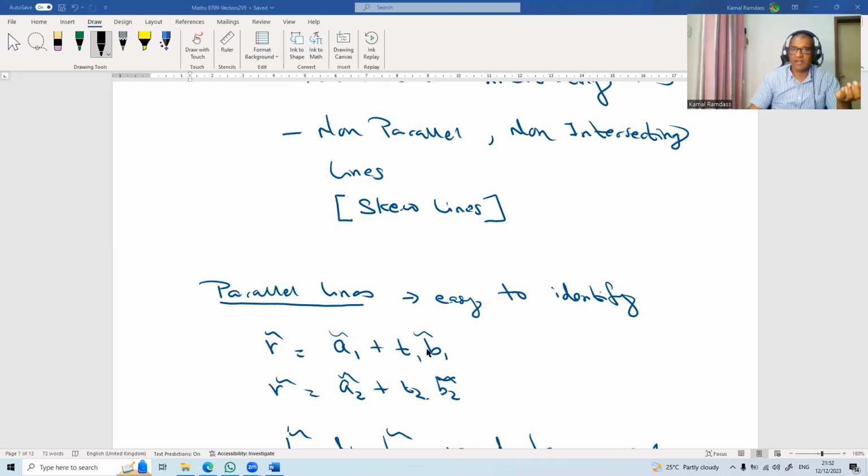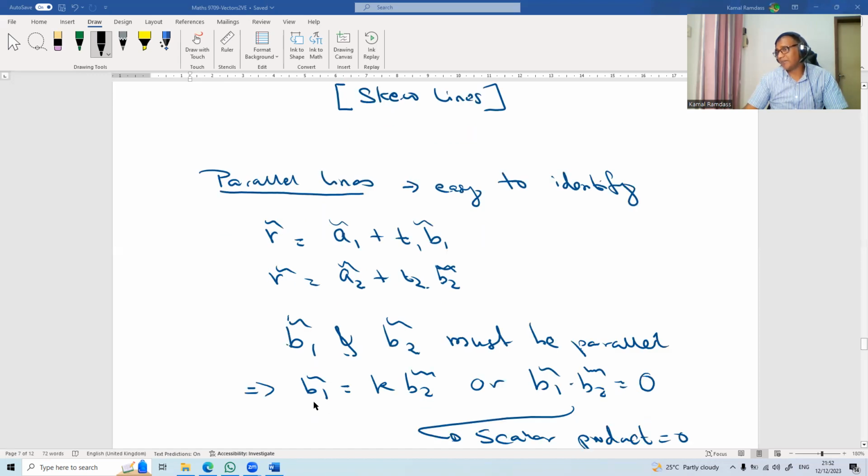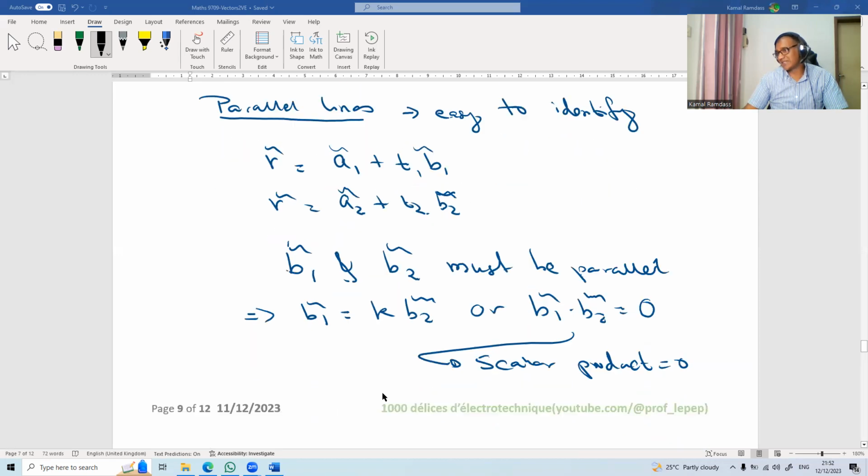When we say factor, it means we multiply by a scalar factor n to get the other. The lines are R bar equals A1 plus T1 B1 bar, and R bar equals A2 plus T2 B2 bar. B1 bar and B2 bar must be parallel. In that case, B1 bar is equal to K B2 bar, where K is a scalar factor.